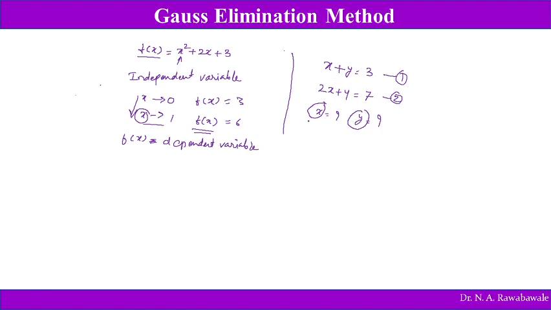The values of x and y which satisfy equation 1 and equation 2 are known as unknowns, whereas the value of x which is an independent variable, by substituting which we get the function value f of x. So here x is known as a variable, but the values of x and y in these two simultaneous equations are known as unknowns. Okay, now we will proceed to the Gauss elimination method.